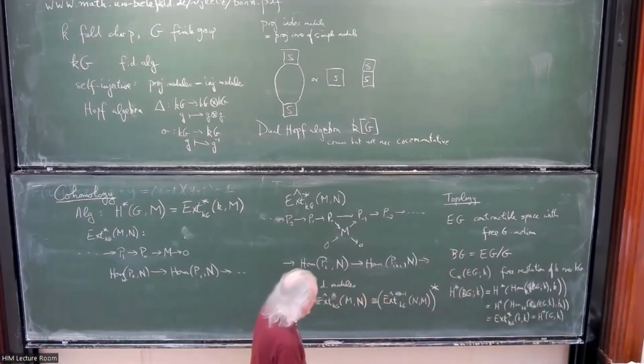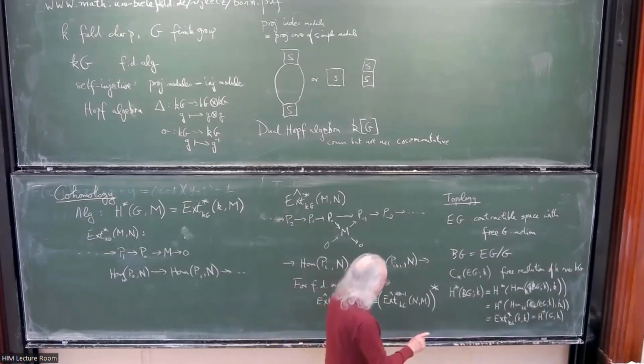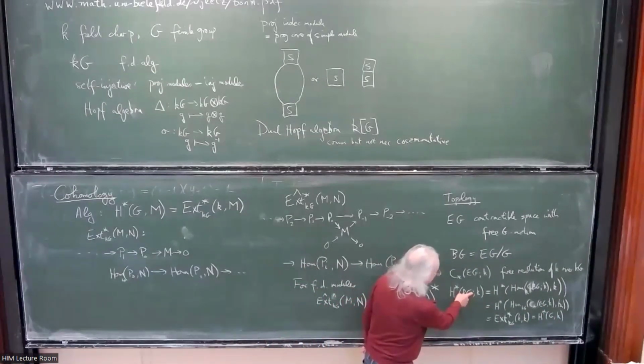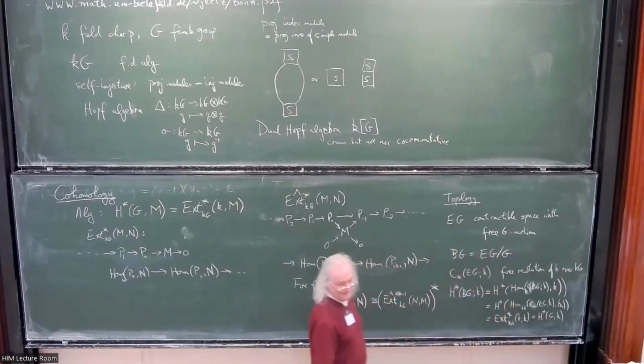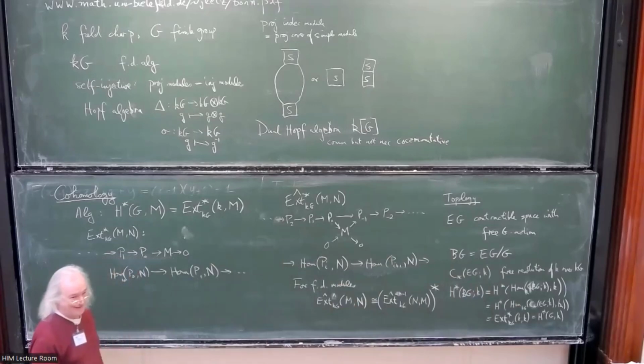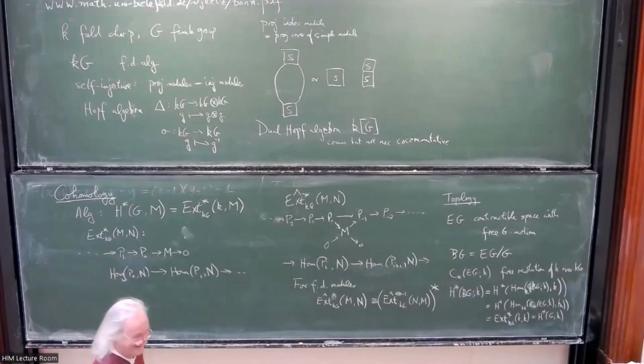So there's a little notational thing here. When I write cohomology of a space, I'm going to use a semicolon. When I write the cohomology of a group, I'm going to write a comma. Well, it matters.